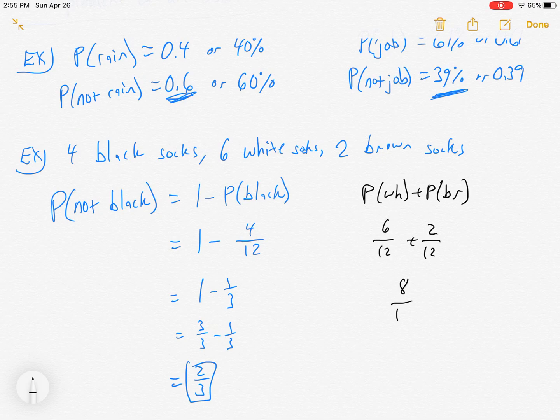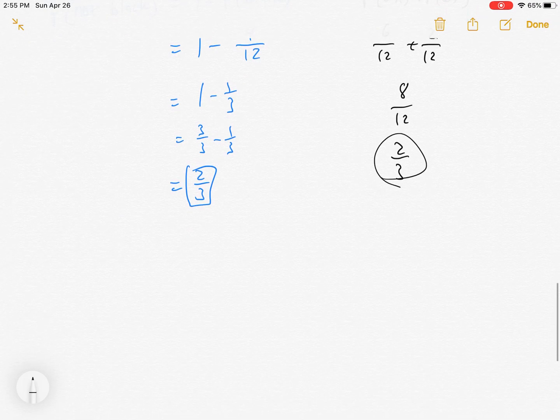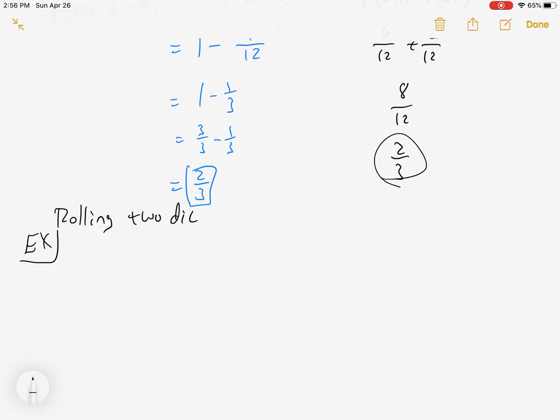And yes, you could have done the probability of white socks plus the probability of brown socks, which would be 6/12 plus 2/12 equals 8/12, or 2/3. It works. But what if there were 20 different sock colors? Rather than adding up all 19, you could just do 1 minus the probability of the black socks. Much faster.